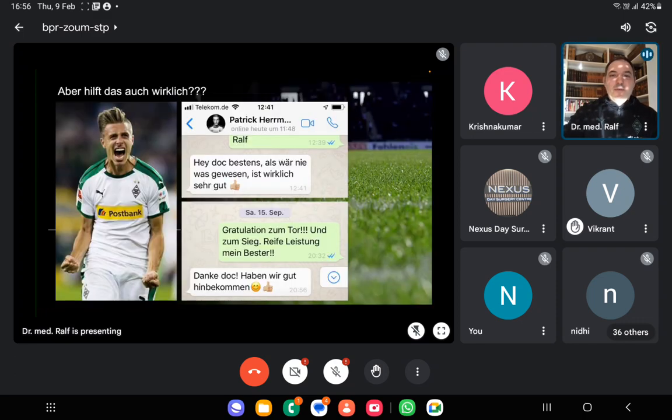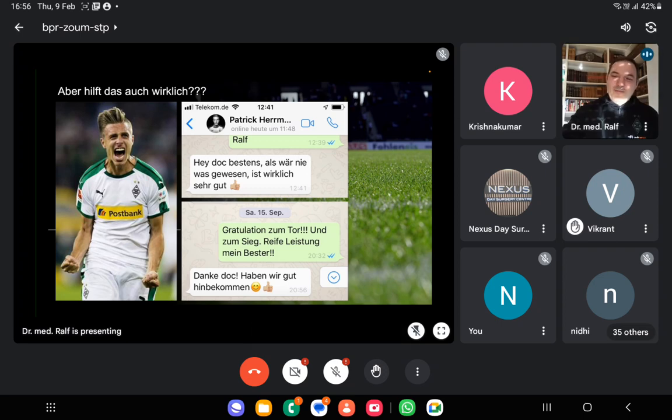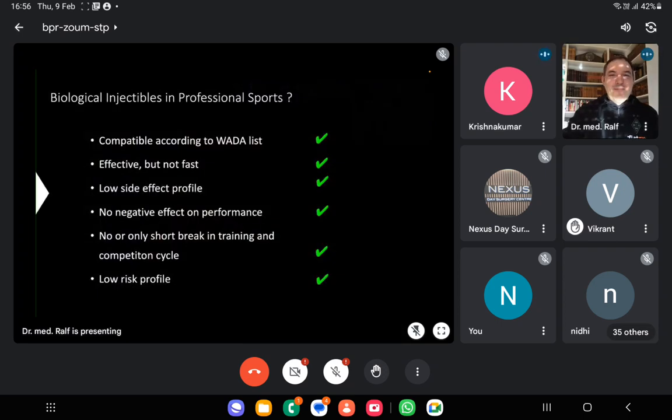So I was not able to attend the game because we took care of the club as surgical orthopedic doctors. So I texted him, and I won't have to translate it to you. So he texted me, yes, everything was fine. It's 2 days after injection, it was like there never had been a problem. And I said, okay, congratulations for the goal. And it was a good performance. And he said, yes, thanks, Doc, we made it. We did a good performance, both of us. So it's always nice to have these results.